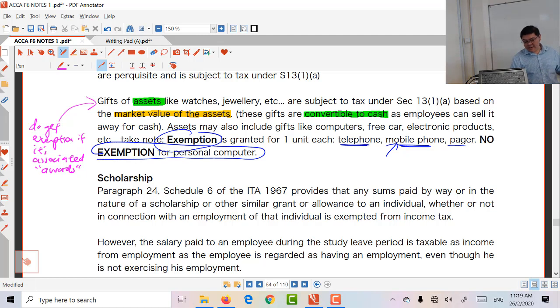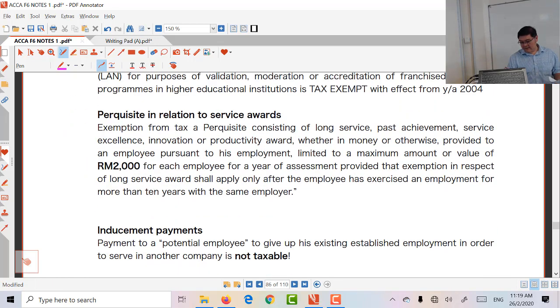Now that will actually be on page 82. Okay? Page 82. Can I just come to page 82, a quick one? I put here perquisite in relation to service award. Maybe you should just write down, this is an exemption. So what happened here? You get an exemption for long service, past achievement, service excellence, innovation, productivity, all these things.